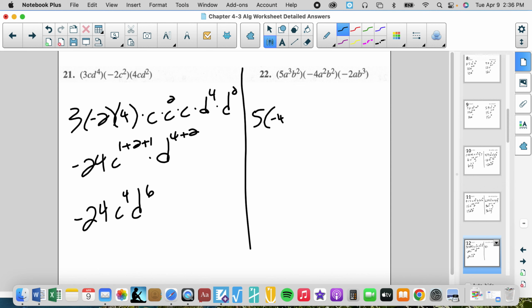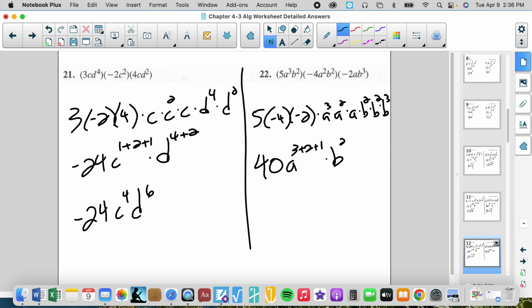5 times negative 4 times negative 2 times a to the third, a squared, a times b cubed. That makes positive 40, a to the 3 plus 2 plus 1 times b to the 2 plus 2 plus 3. 40, a to the 6th, b to the 7th.